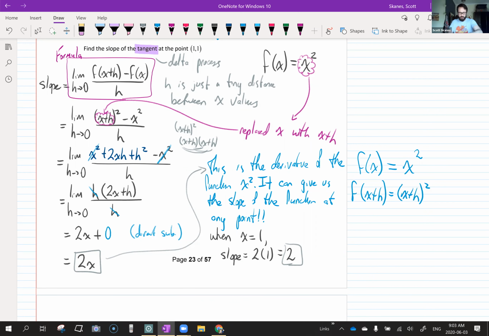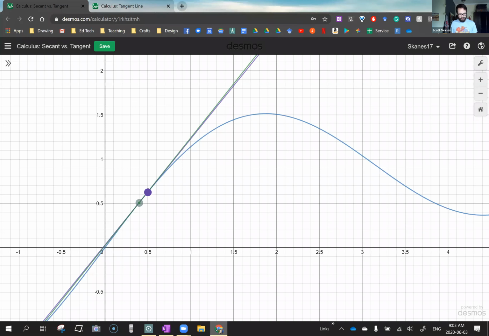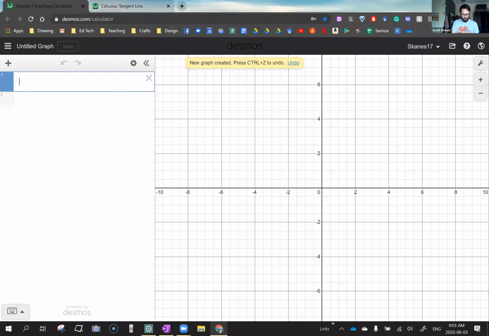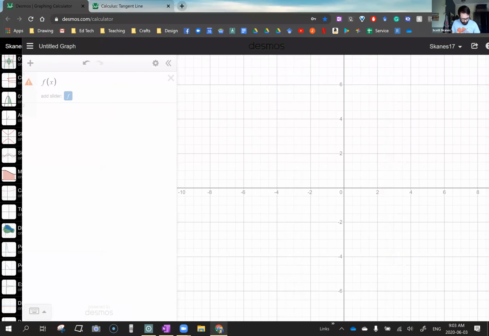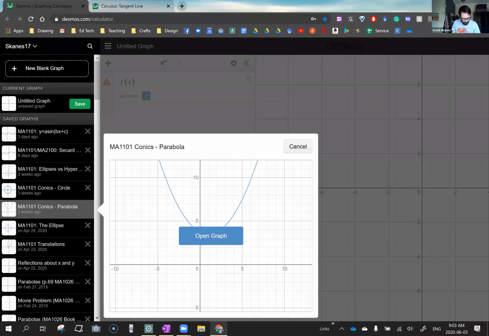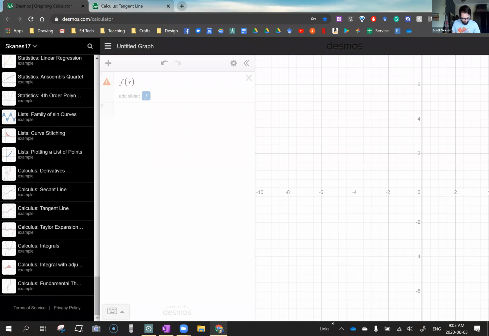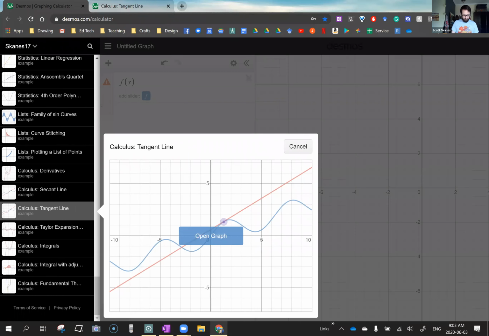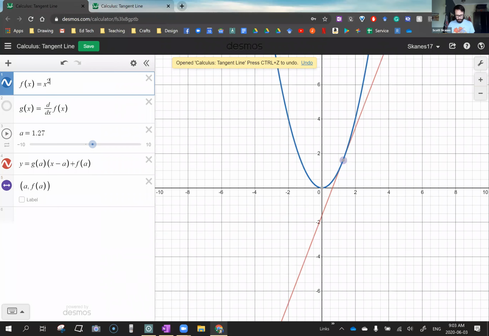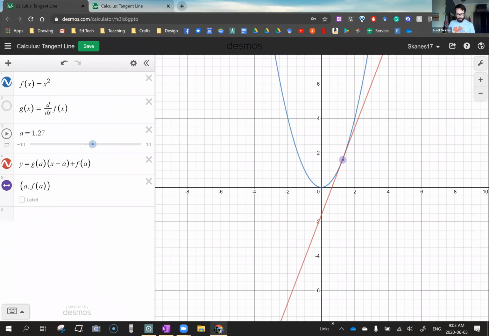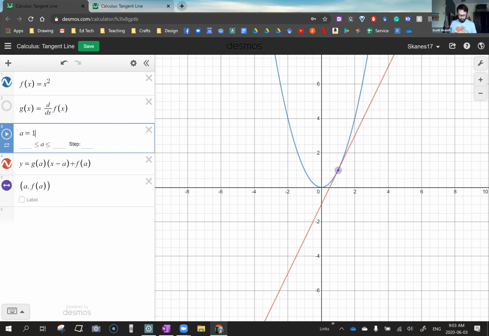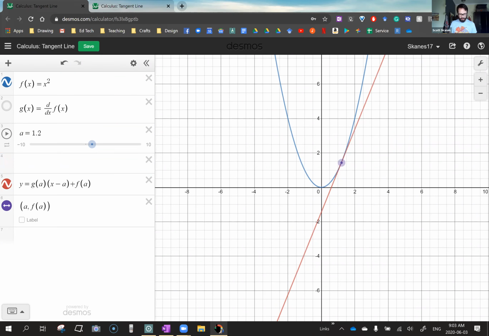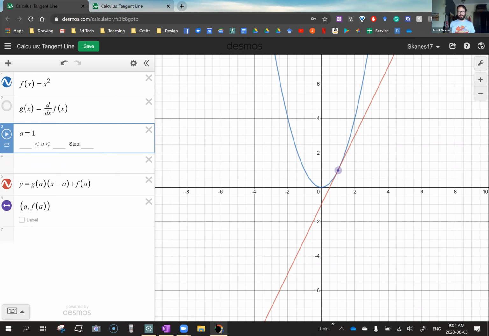Let me show you the example clearly. Let's get rid of this crazy function here. Let me find the tangent, because this is helpful. Tangent line. The nice thing about this is it can take anything. X squared. So this is the function x squared at the point x equals 1. We know that the slope of that line, that red line, is 2 right now.